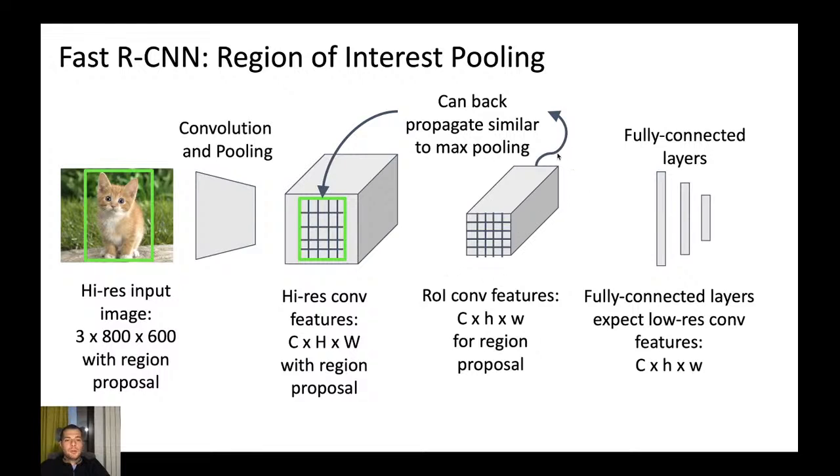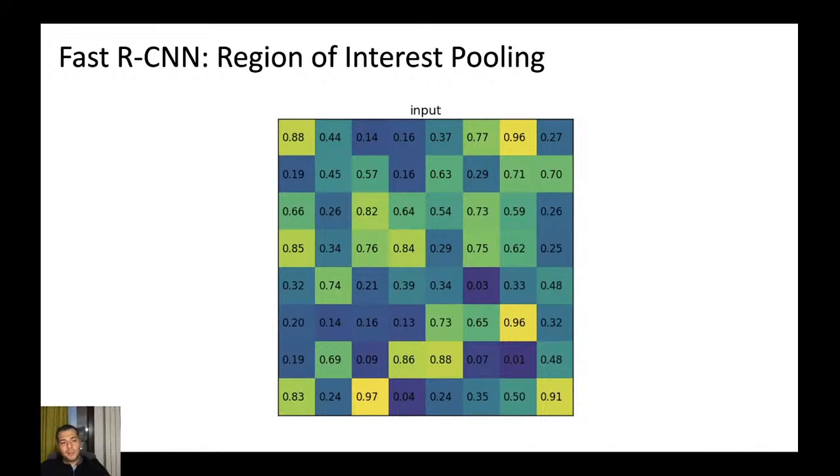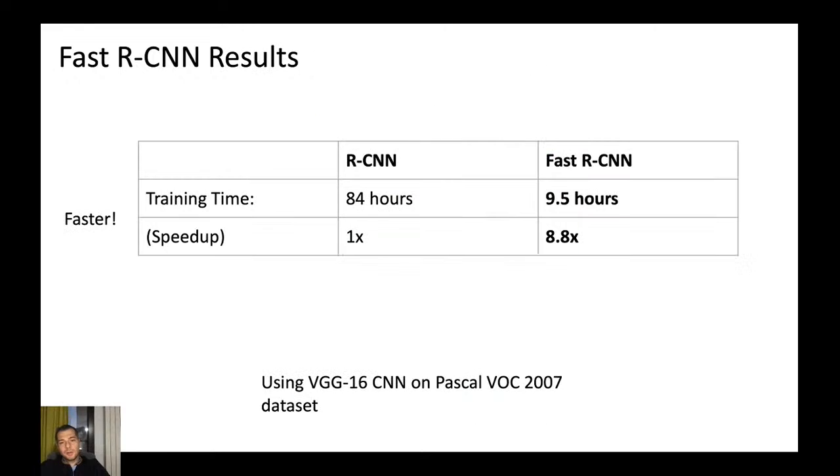So for each region proposal, we obtain a tensor of features that looks like this, and for each tensor we apply the fully connected layers on top in order to propose a bounding box and to predict the correct object class.